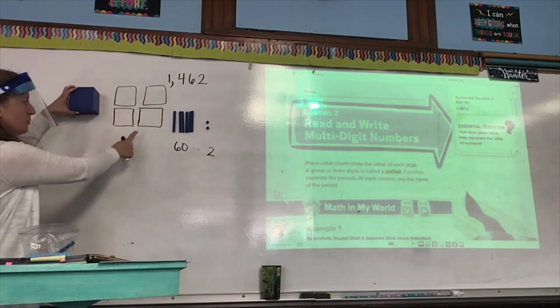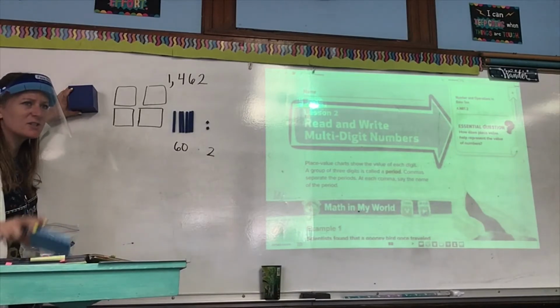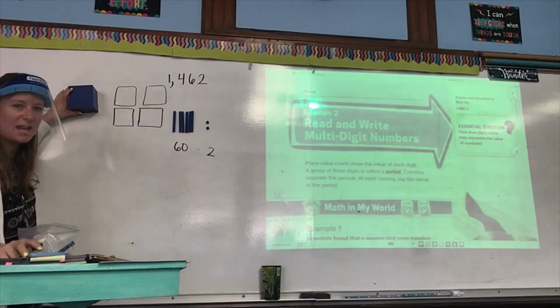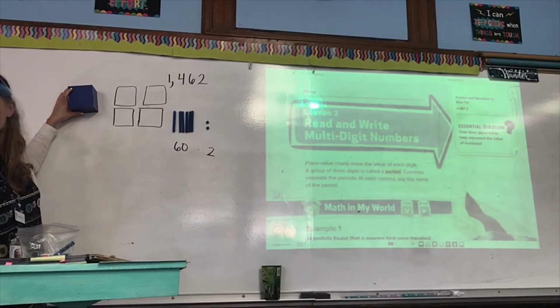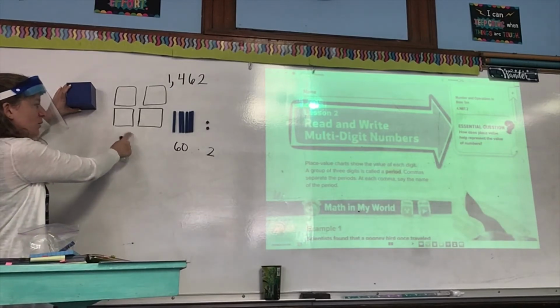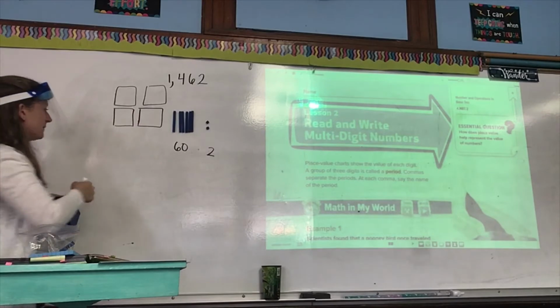How many ones cubes are in 4 hundreds flats? Well, first, how many ones cubes are in 1 hundreds flat? Victoria? 100. So, how many ones cubes are in 4 hundreds flats? 400.